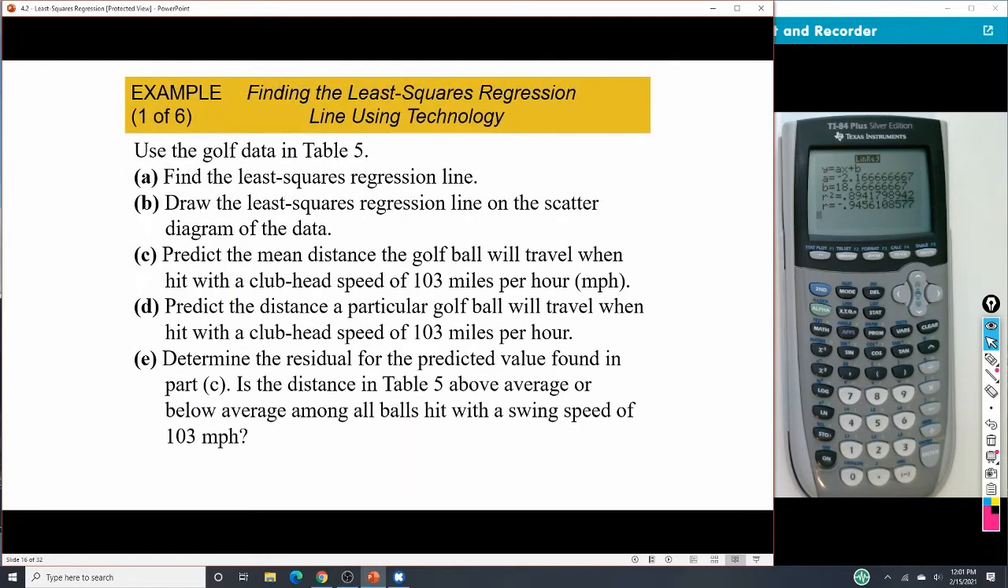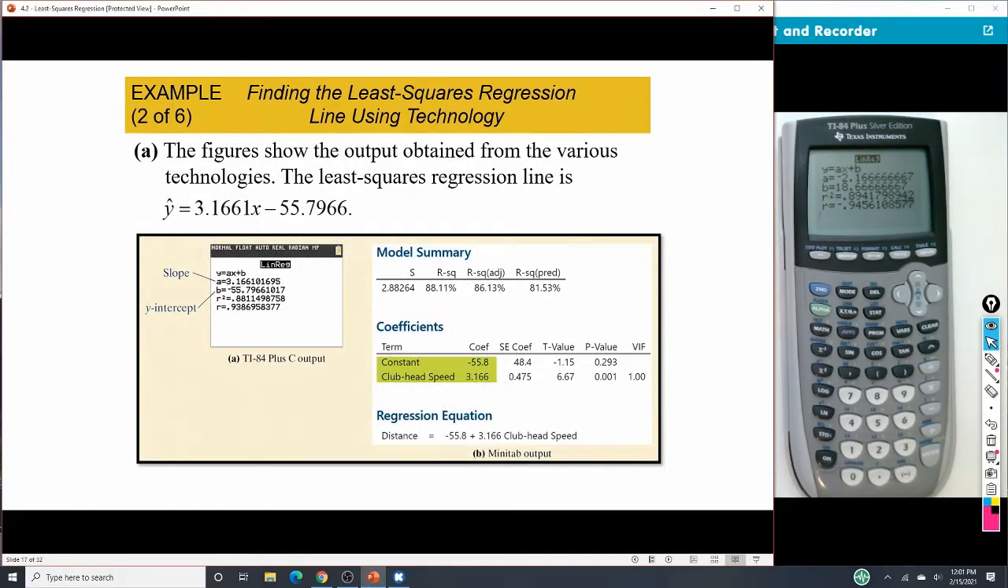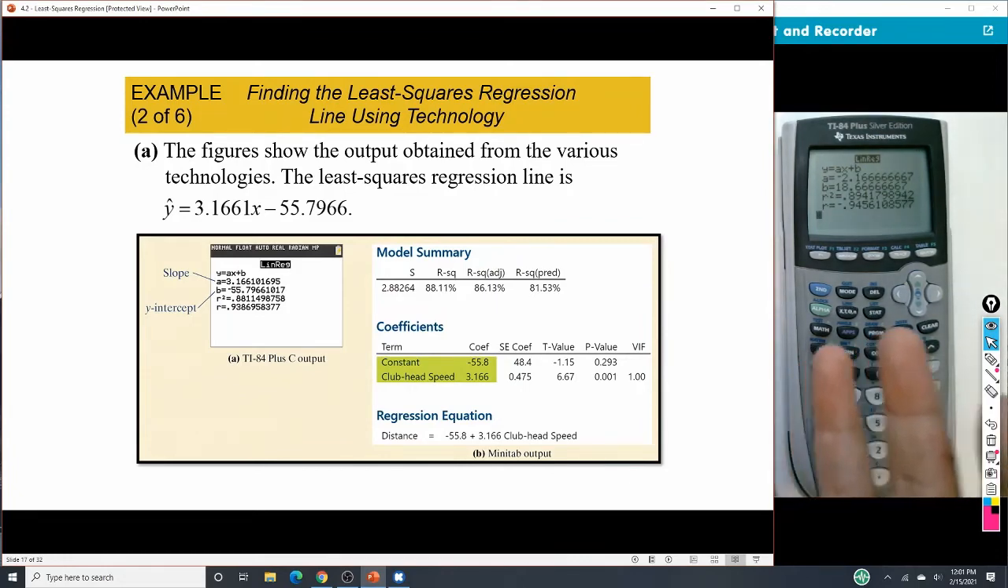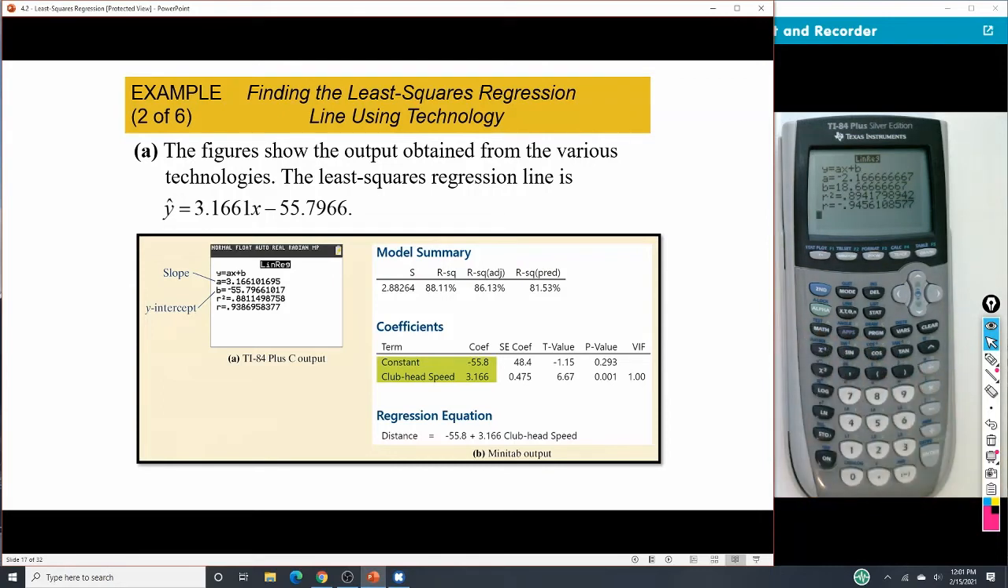All right, so let's go back and look at the golf data, and we'll do all of those same things. If we were to do that in our calculator, we would come up with this information. We would still go to our linear regression, just like we've been doing, and it would give us this little table over here to our left. We see that we have a slope of 3.166 and a y-intercept of negative 55.796.